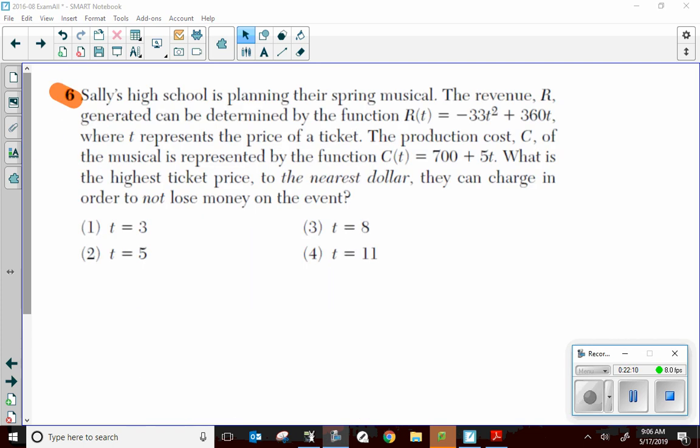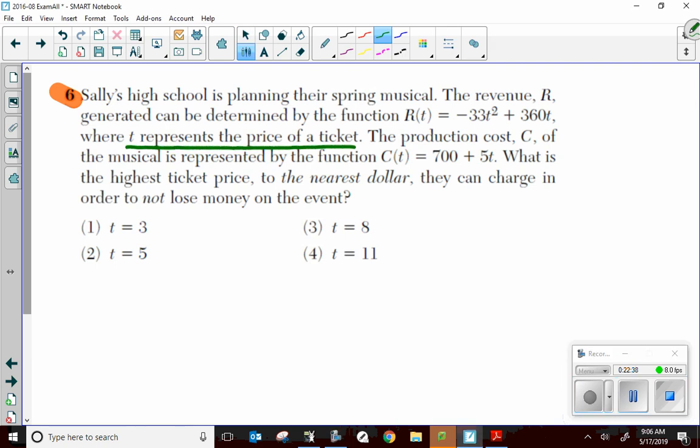All right, another calculator problem. This one is straight in a calculator. It's going to be beautiful. Number 6 says, Sally's high school is planning their spring musical. Okay, the revenue, which is R, it generated can be determined by the function R of t equals negative 33t squared plus 360t, where t represents the price of a ticket. Okay, so t represents the price of a ticket.